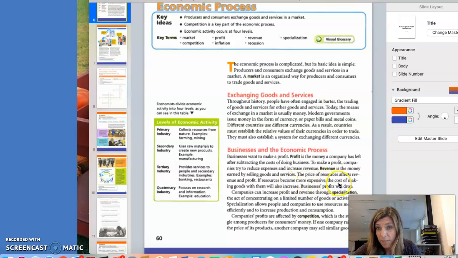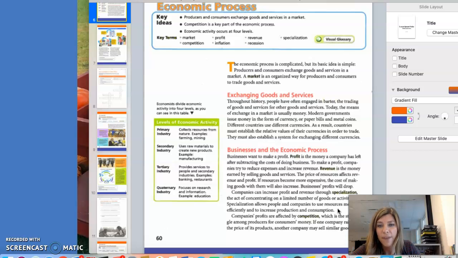If resources become more expensive, the cost of making goods with them will also increase. So that's where your business profits will drop if you don't adjust things. Companies can increase profit and revenue through specialization, which is the act of concentrating on a limited number of goods or services or activities. Specialization allows people and companies to use resources more efficiently and to increase production and consumption.